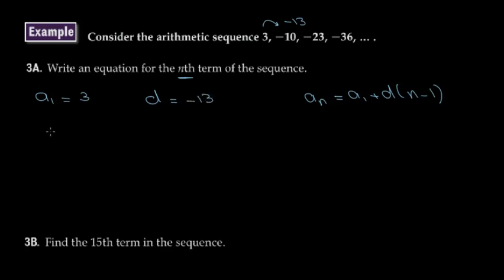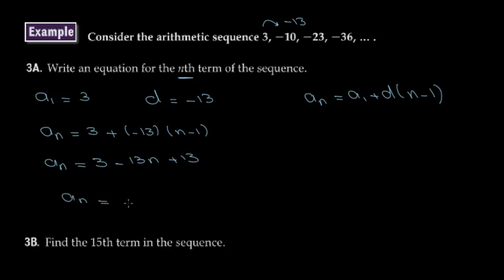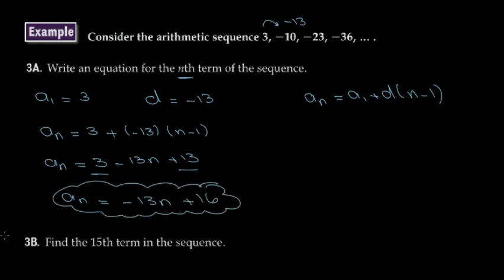By substitution in the equation, an equals 3 plus -13 times n minus 1. So an is equal to 3 minus 13n plus 13. So an, by simplifying, will be -13n, then adding the like terms, positive 16. And that is the equation of the nth term.